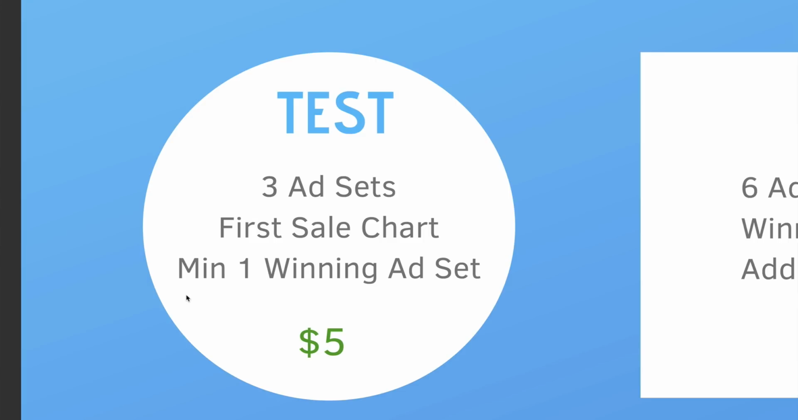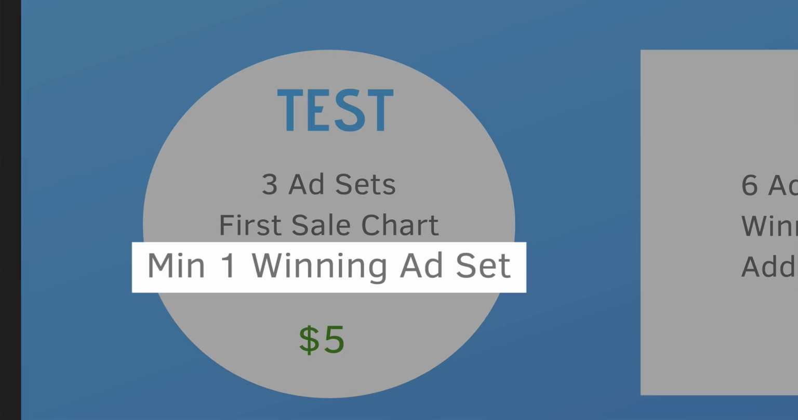What you're looking for is getting one winning ad set. Now listen, I've mentioned a $5 budget per ad set for this testing phase, but it's going to vary, of course, if you're doing a low ticket item, a mid ticket, or a high ticket. If it's a mid ticket, you want to try $10 budget ad sets. If it's a high ticket, you want to try $20 budget ad sets. And once you're done with the testing phase, what you're looking for is one minimum winning ad set.